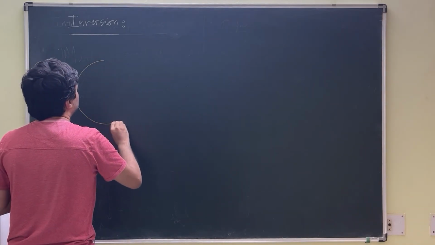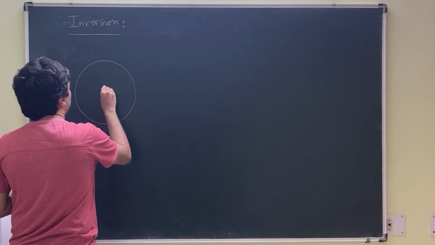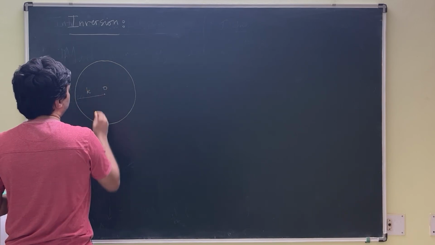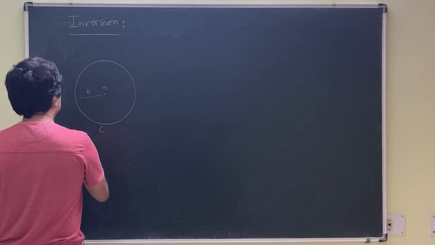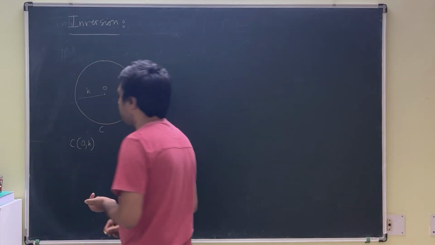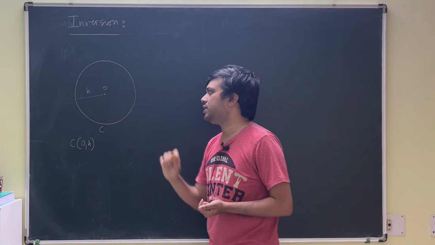You draw a circle in the plane. Now the circle has center O and its radius is, let's say, k. We will call this circle C, so let's denote it by circle C(O, k), with center O and radius k.